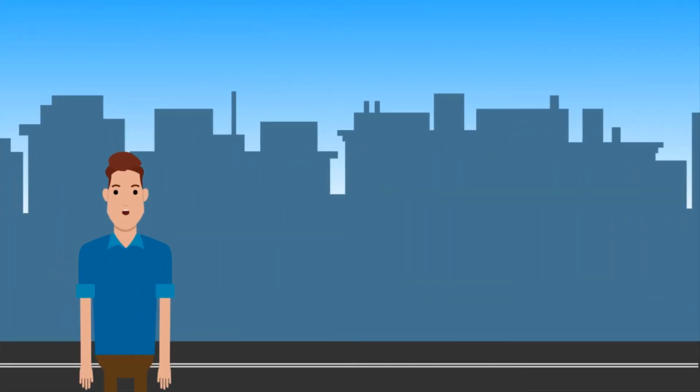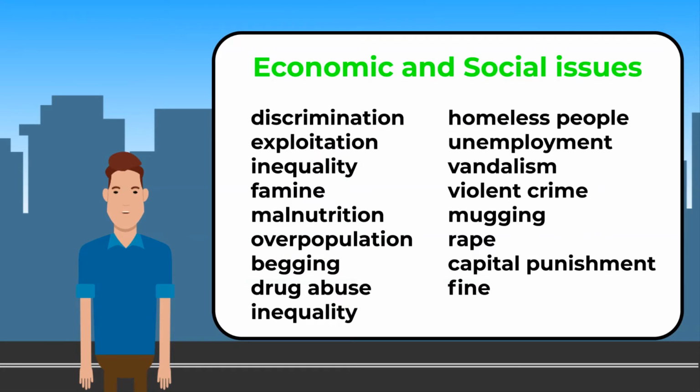Vocabulary that you would use around economic and social problems would be as follows: discrimination, exploitation, inequality, famine, malnutrition, overpopulation, begging, drug abuse, inequality, homeless people, unemployment, vandalism, violent crime, mugging, rape, capital punishment, and fine. Look up the meanings and add them to the vocabulary you use when you write. This could be for English, geography, and economics.